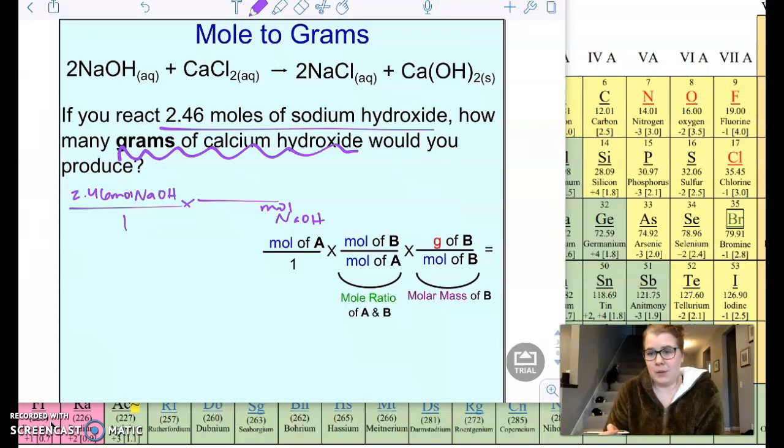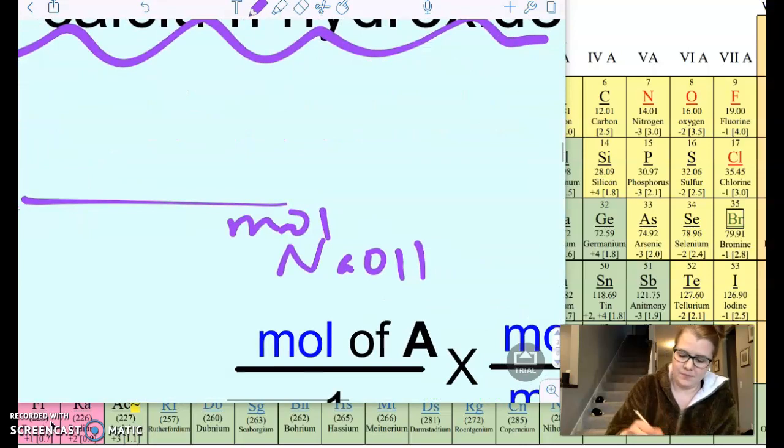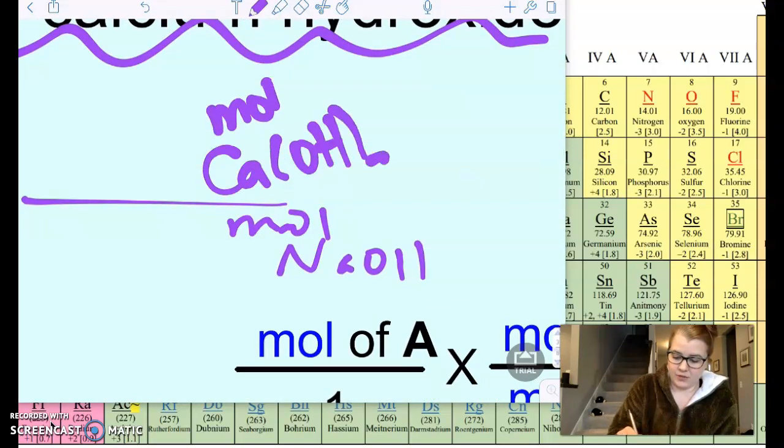So I currently have moles of sodium hydroxide on the bottom, so I'm either going to do mole ratio or I'm going to do molar mass, going from moles to grams. I'm going to do mole ratio because if I go to moles of calcium hydroxide, I am 1 step closer to grams of calcium hydroxide.